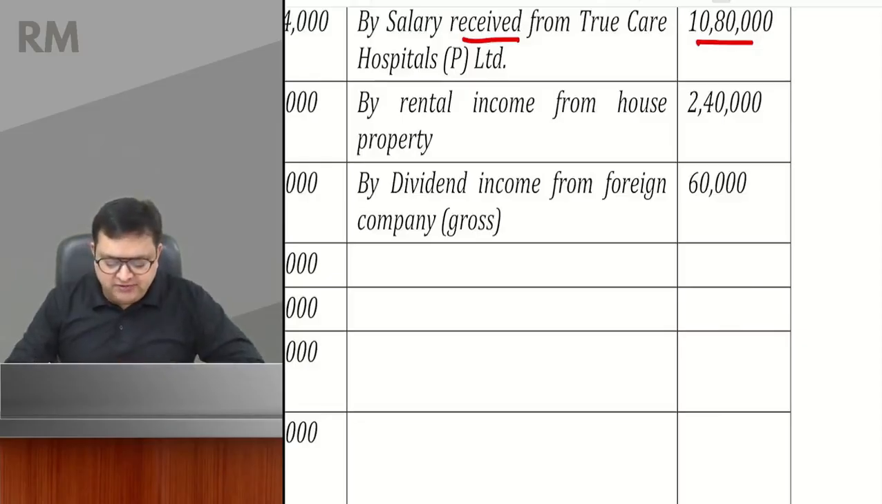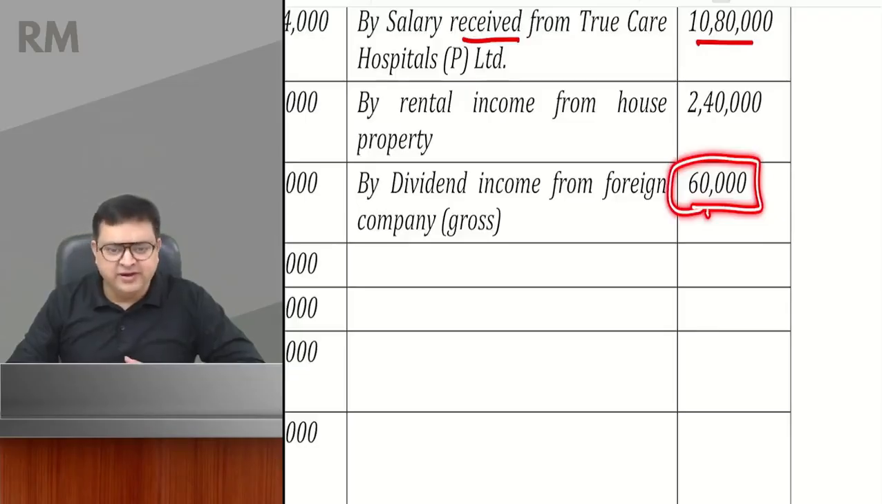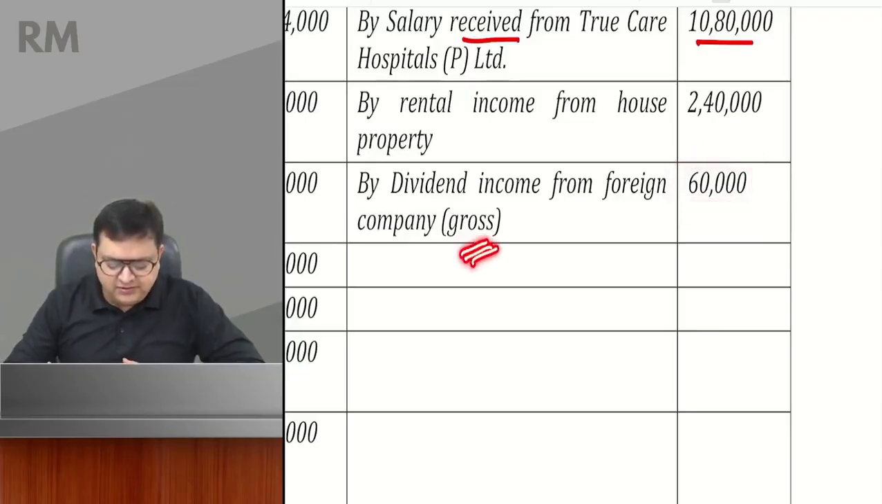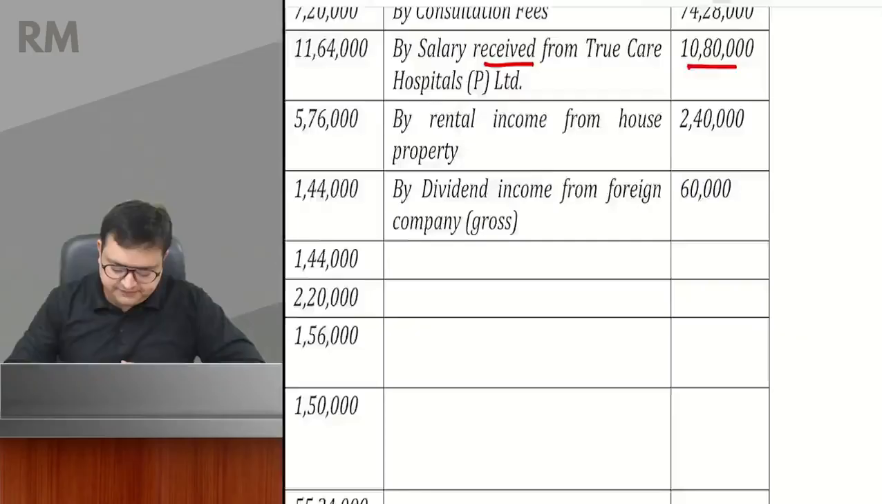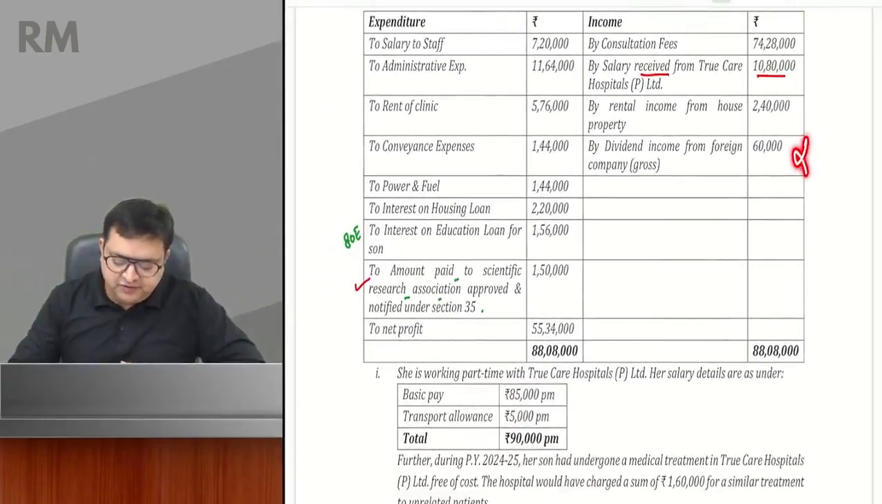So how much will we take to IFOS? 60,000 or any other amount? 60,000 only. Why? Because it is a gross amount. It is not net of TDS, it's a gross amount. Agree? Delete from PGBP and take it from there.